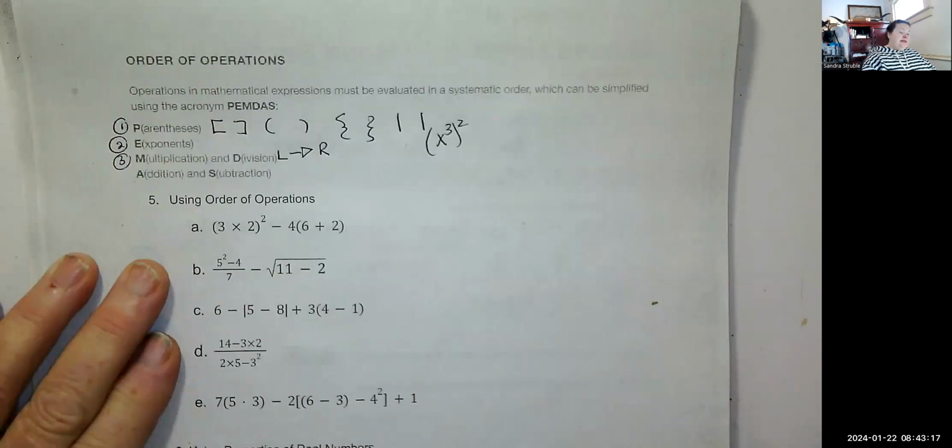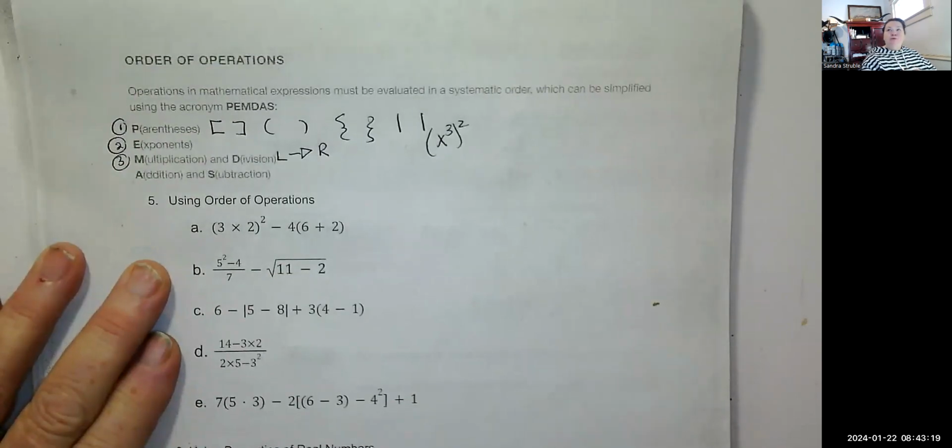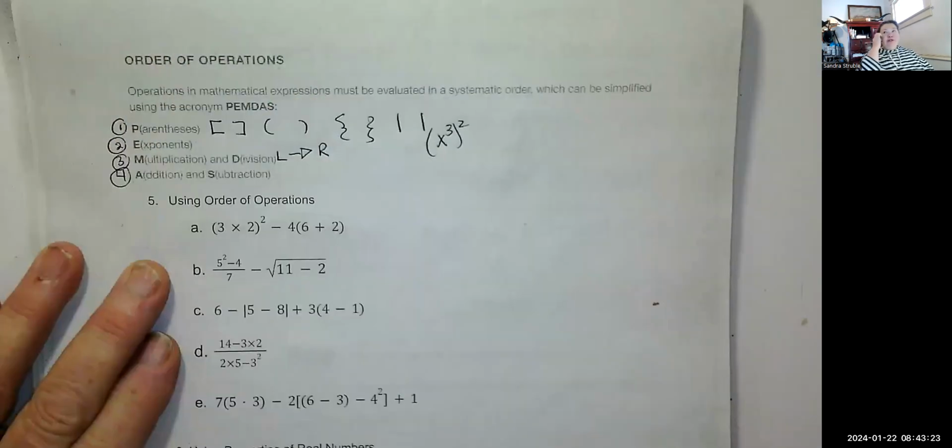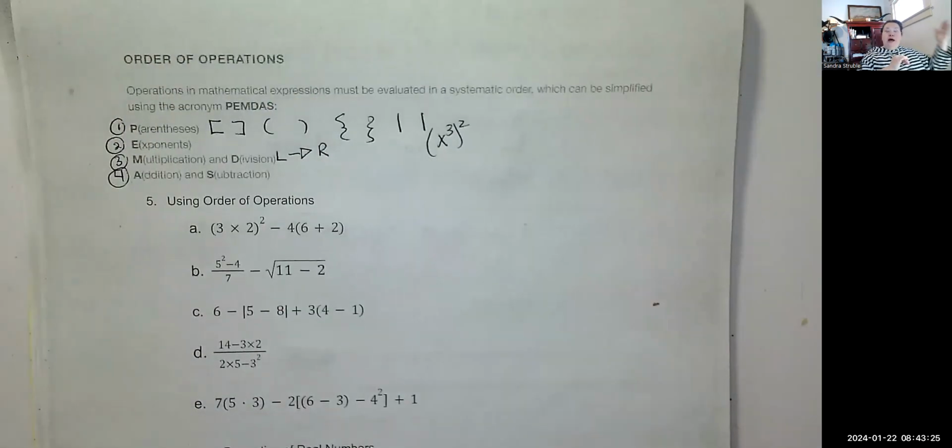All right. The next is addition and subtraction. It has the same rule as multiplication and division. You do not do addition first and then subtraction. You work the problem from left to right.